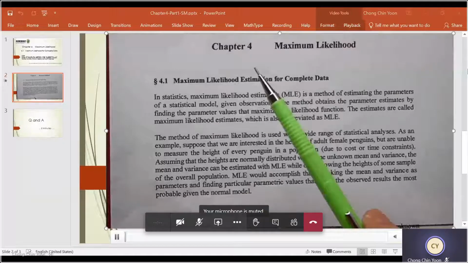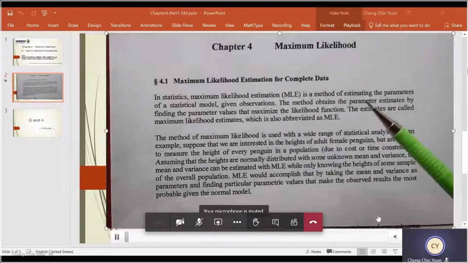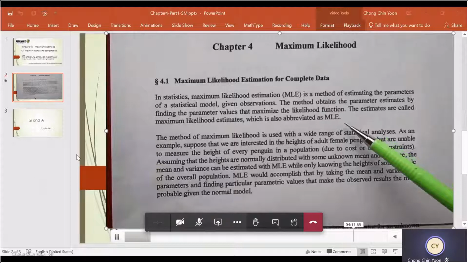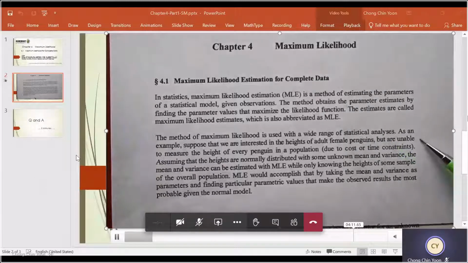Chapter 4, Maximum Likelihood. Section 4.1, Maximum Likelihood Estimation, Complete Data. In statistics, maximum likelihood estimation, abbreviated as MLE, is a method of estimating the parameters of a statistical model with a given observation by maximizing the likelihood function.